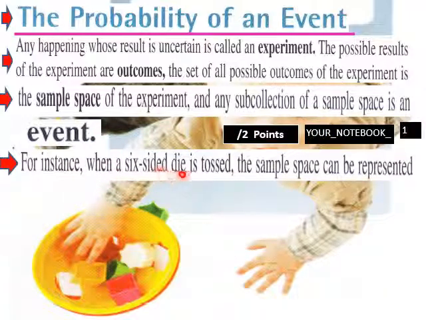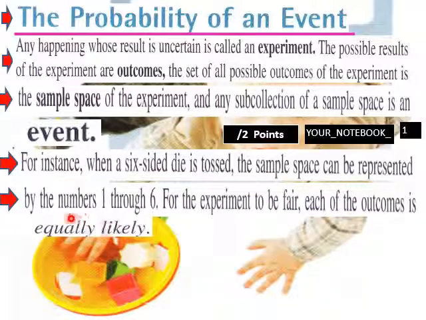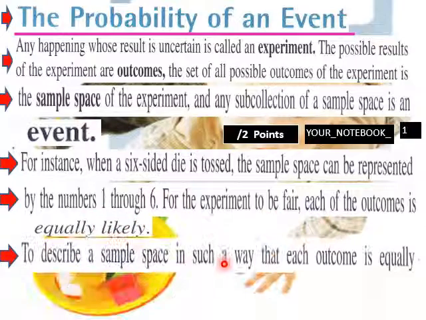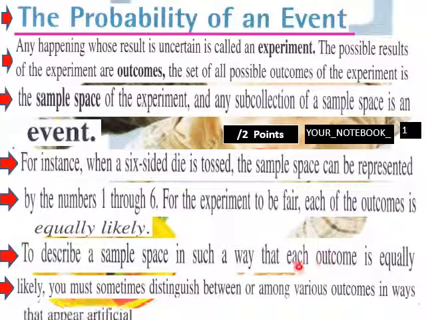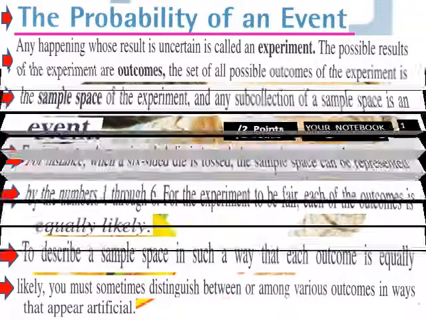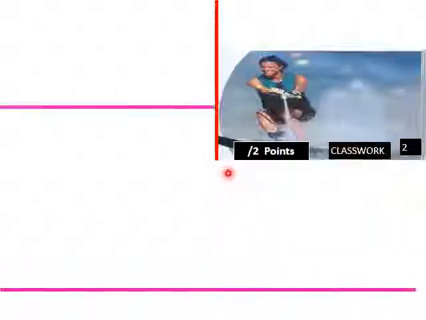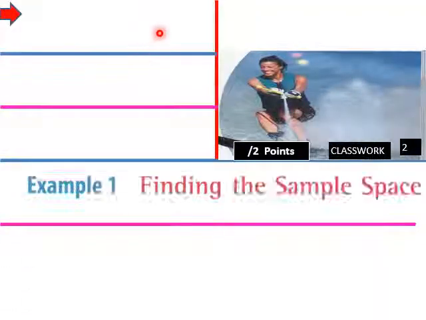For instance, when a 6-sided die is tossed, the sample space can be represented by the numbers 1 through 6. So with a 6-sided die, 1 through 6, for the experiment to be fair, each of the outcomes is equally likely, right? So to describe a sample space in such a way that each outcome is equally likely, you must sometimes distinguish among various outcomes in ways that appear artificial. What does that mean? Well, finding the sample space.